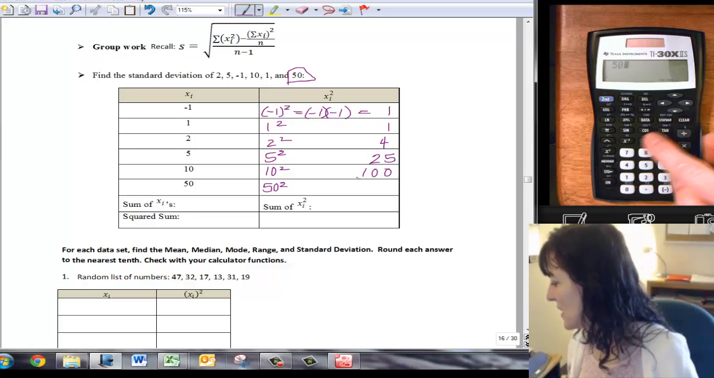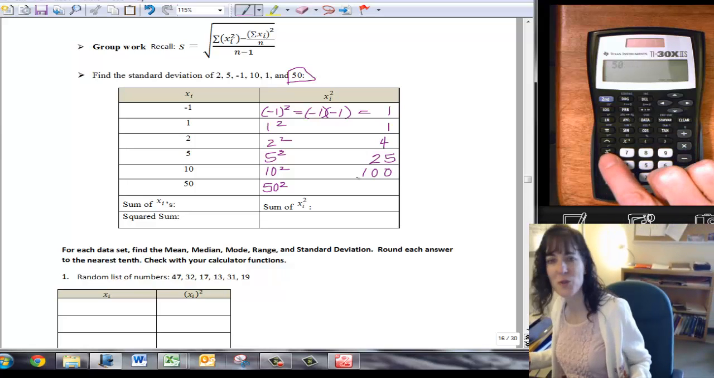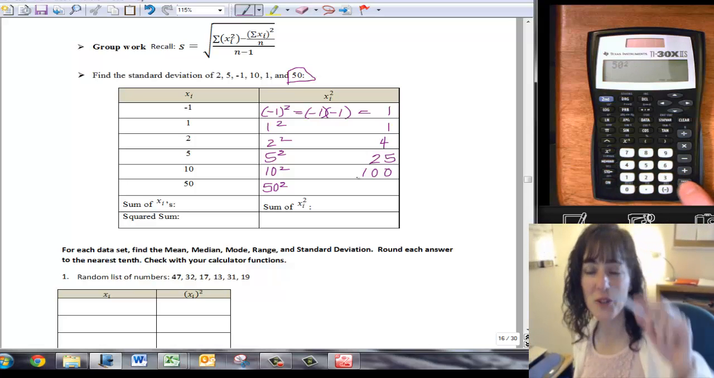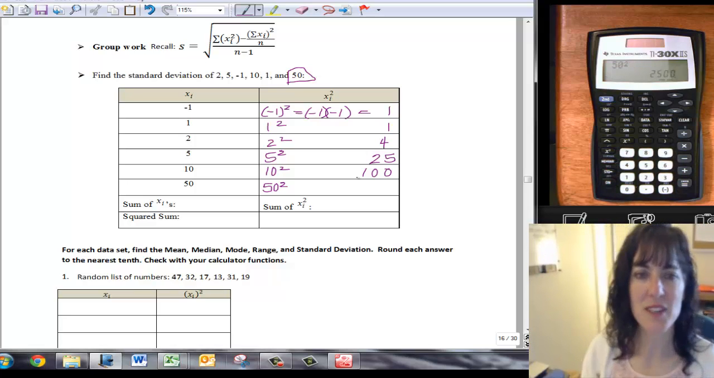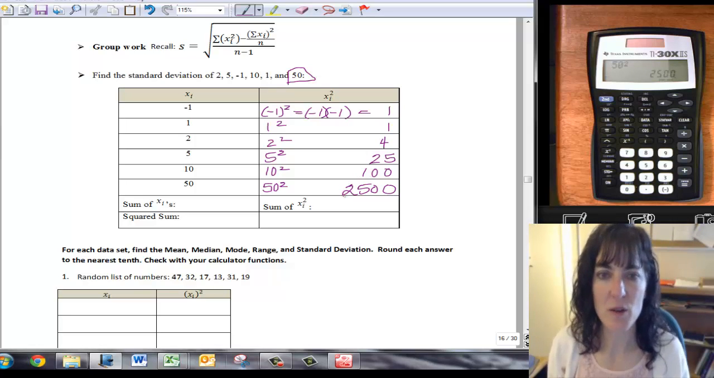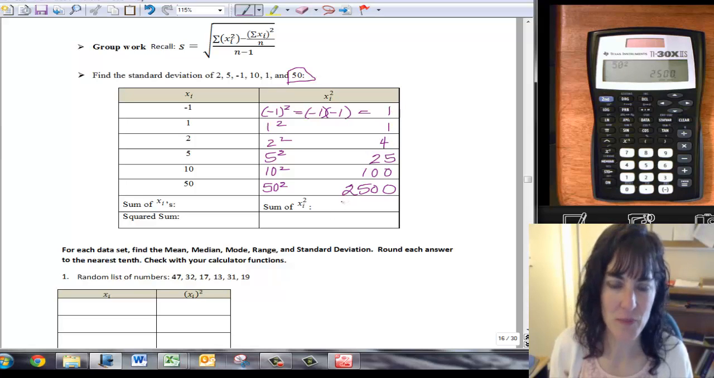50 squared, I know there's a squared button on here. Here it is. There's a squared button right there. You can use that. And it puts a high 2 on it. And then equals 2,500. I was right. And then I want to add everything up. So 2,500 plus 100, 2,600 plus 25, 2,625 plus 4, 2,629, 2,630, 2,631.